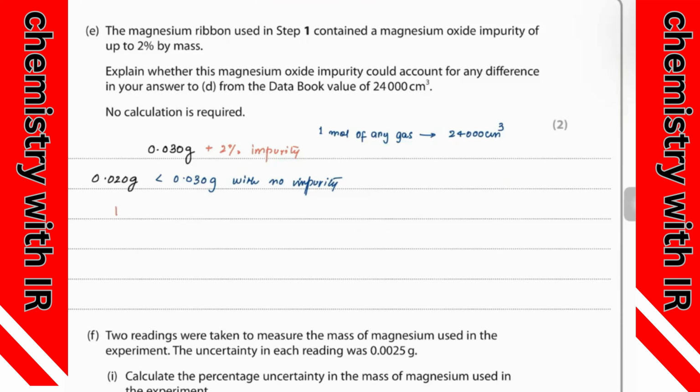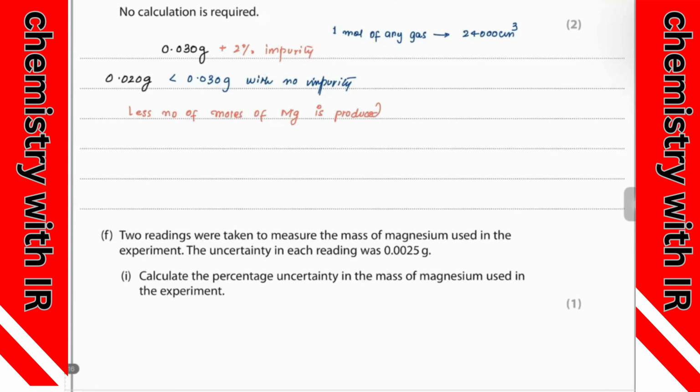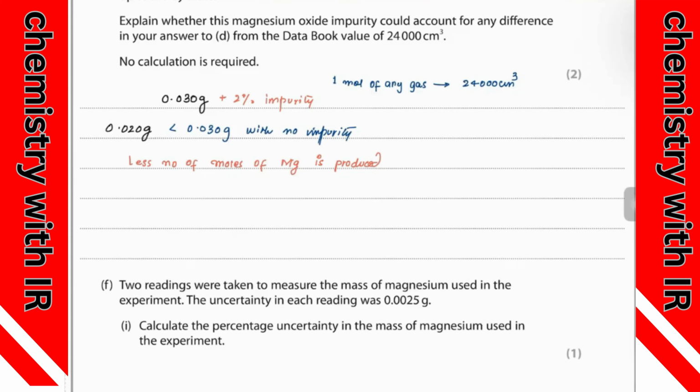So a smaller number of moles of magnesium is produced, of course. But this is the law: 1 mole of any gas occupies the same volume. This is fixed. So there would be no effect on the volume of hydrogen gas produced. You would only be calculating a smaller number of moles of magnesium. That's it. There would be no difference in the volume of 1 mole of hydrogen gas.